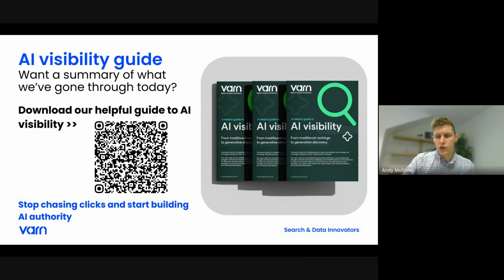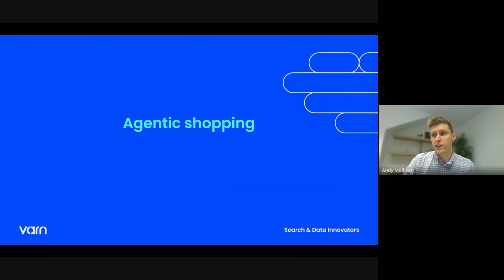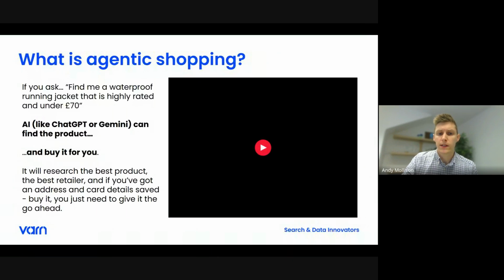So the last section is on agentic shopping, and this is, in my opinion, quite exciting. I don't know if this video will work, but we'll try. What this is: if you're on ChatGPT, Gemini, whatever, and you ask, find me a waterproof running jacket that's highly rated and under £70, or anything, that cookware set that I mentioned earlier, or running shoes, whatever.